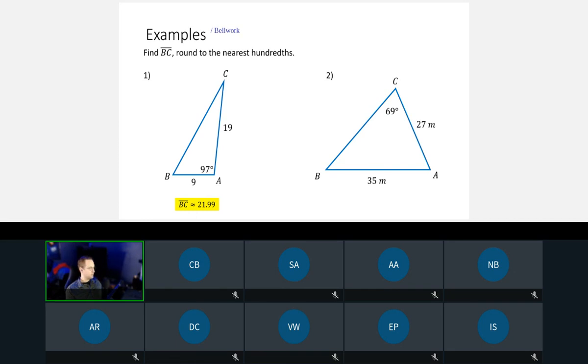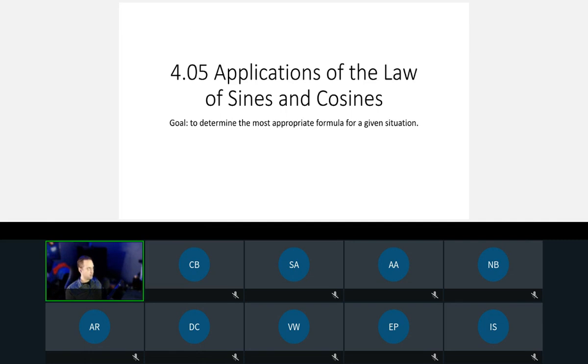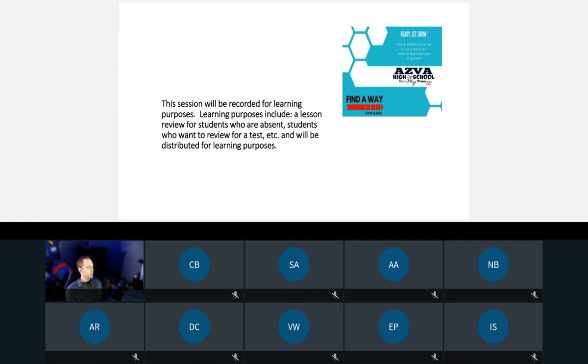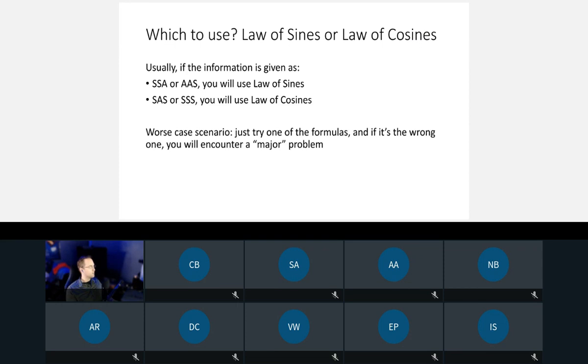Right. So let's go over number 1. Before we do, this is 4.05 applications of the law of sines and cosines. Surprise, we're being recorded. All right. I went over this kind of Friday, very end, talking about when you want to use one versus the other. Simplified form of that. So, law of sines, you really want to use that usually when you have side side angle or angle angle side, and then law of cosines, side angle side or side side side.